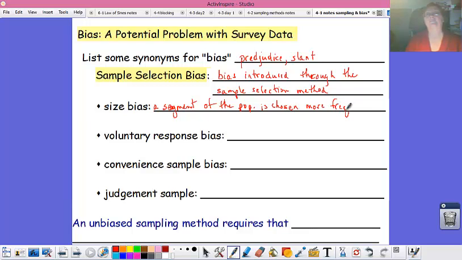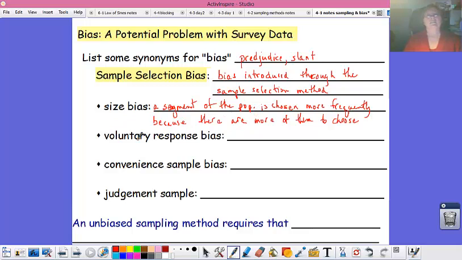If you think about that in terms of our high school here, if we were doing some kind of a study that got the opinions of seniors versus the opinions of underclassmen, there are way more underclassmen than there are seniors. So if we were selecting randomly, we'd pick more underclassmen just because there are more of them.